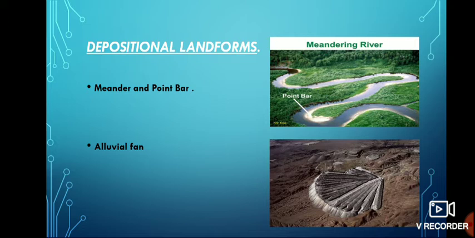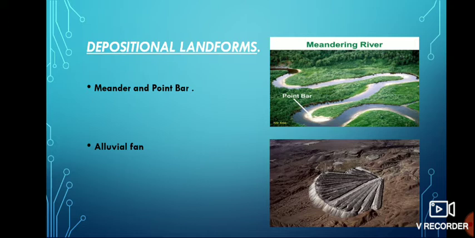First of all, there are the meander and point bar. A meander is a curving path of a river. And what is a point bar? Inside the curve, the velocity of water is low, while outside the curve, the water velocity is higher. Due to the low velocity, a sandy bar builds up on the inside of the curve of the meander and it is called a point bar.